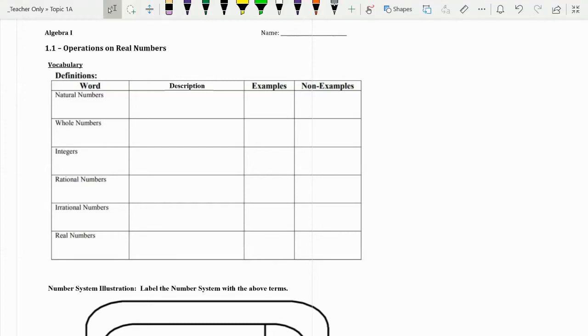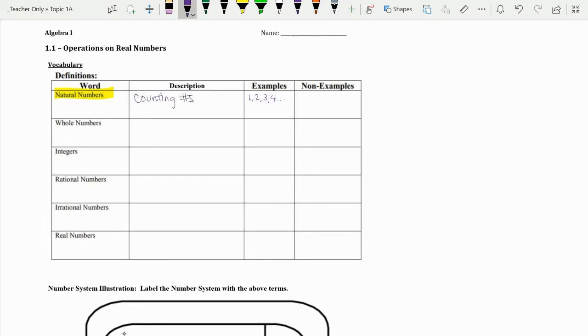Numbers. We're going to start off with some vocabulary. So the first word we're going to talk about is natural numbers. This is going to be kind of weird, but I want you to, in your head, count to 10. You would go 1, 2, 3, 4, 5, 6, 7, 8, 9, 10. And so naturally, you started with 1. Natural numbers are going to be those counting numbers.